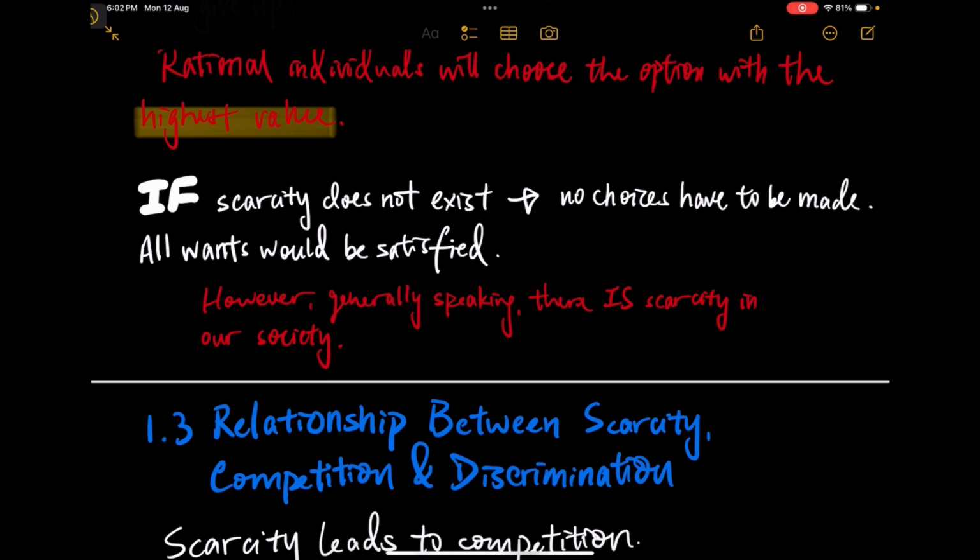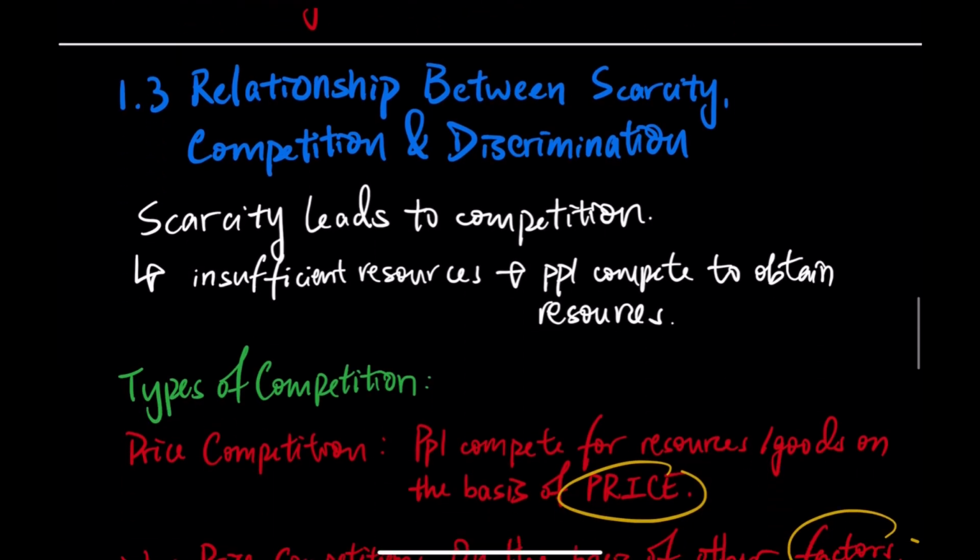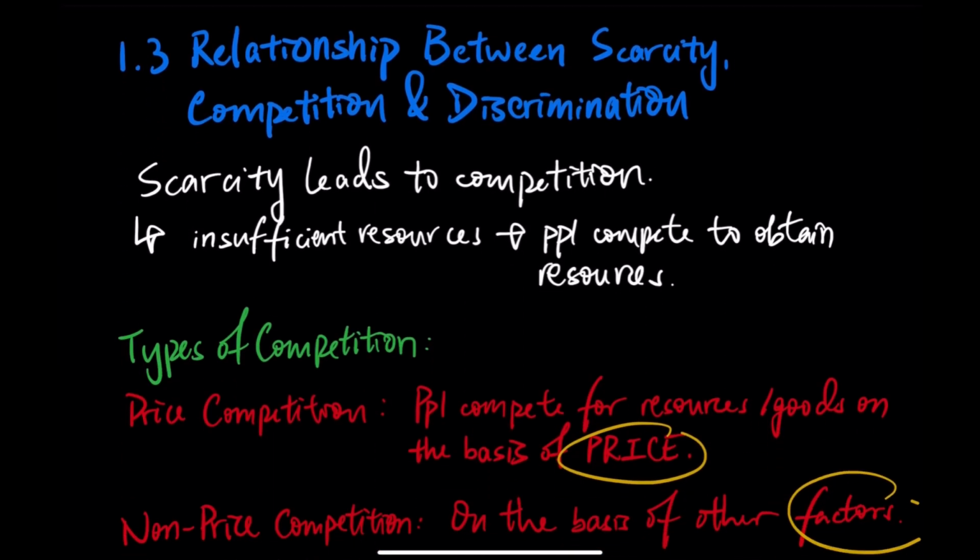However, of course, there is scarcity in our society, and therefore there will always be scarcity in our society. Okay, the last subtopic we're going to be covering today is the relationship between scarcity, competition, and discrimination. Now, scarcity leads to competition. Why? Because with scarcity, the resources we have right now are insufficient to satisfy all of our wants. And thus, people would be tempted to compete to obtain the resources that they want.